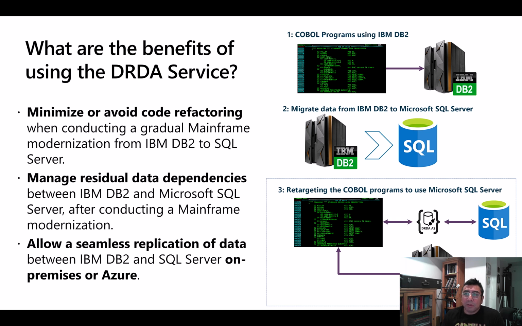Right, so if you see the picture on the right, you can see that there are multiple stages. One stage where we have COBOL programs using IBM DB2. Then we migrate. Let's say that we migrate the IBM DB2 data into SQL Server, whether it is on premises or in the cloud. And then we retarget the COBOL programs to use Microsoft SQL Server instead. We will talk more about the multiple scenarios that this enables, right? And where I actually recommend following this approach. And I'll show you also a demonstration of how this works.